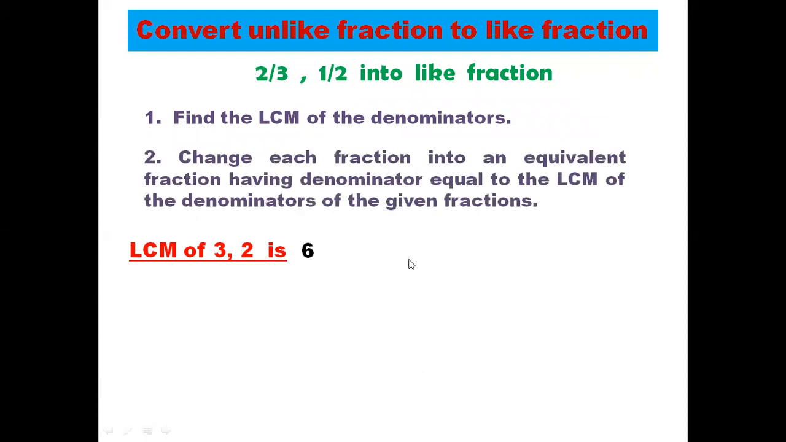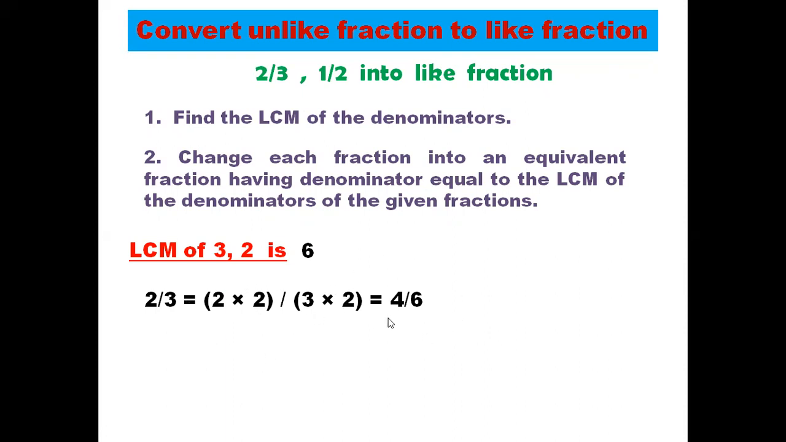So this is the LCM of the denominators. Now change each fraction into an equivalent fraction having denominator equal to the LCM of the denominators of the given fractions. Now, for the first fraction, 2 by 3, we will multiply the denominator in such a way that we get 6, the LCM. So 3 times 2 is 6. So we multiply the denominator with 2 in order to get 6. So first we'll work on the denominator. Now we will work on the numerator. So we multiply the numerator with the same number 2 here.